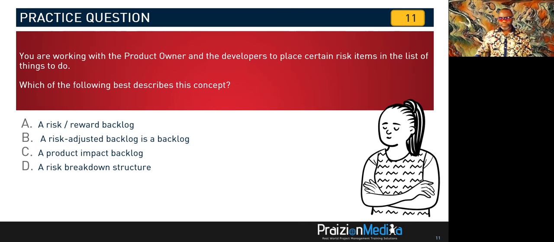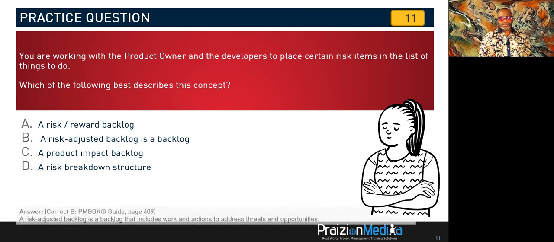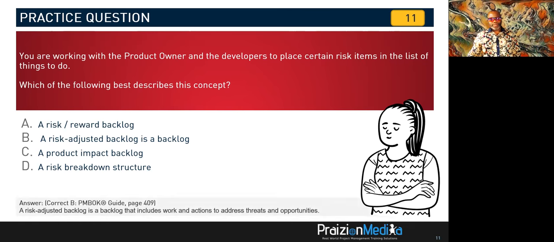3, 2, and 1. Okay. The best answer is B. A risk-adjusted backlog is a backlog that includes work and actions to address threats and opportunities. Okay? That makes sense to you, doesn't it? If you have studied enough about the risk-adjusted backlog. All right, let's move on to our next question.